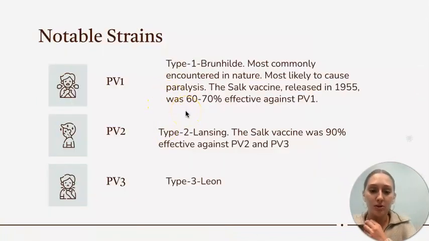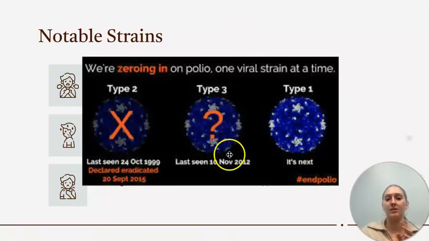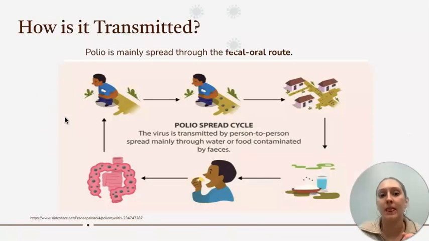There are 3 notable strains. Type 1 is the most commonly encountered in nature. PV2 and PV3 are entirely eradicated, while PV1 is still endemic to 2 countries total. Each strain is slightly differentiated by a slightly different capsid protein, and infection or immunization to one serotype does not protect against the other 2 serotypes. It's just a little fear-mongering, but type 1, even though it's the only one that's still prevalent, is not actually something we really have to worry about because of vaccines.